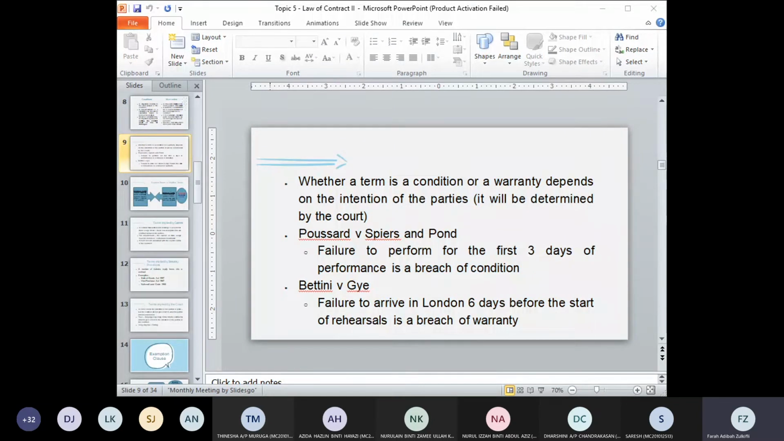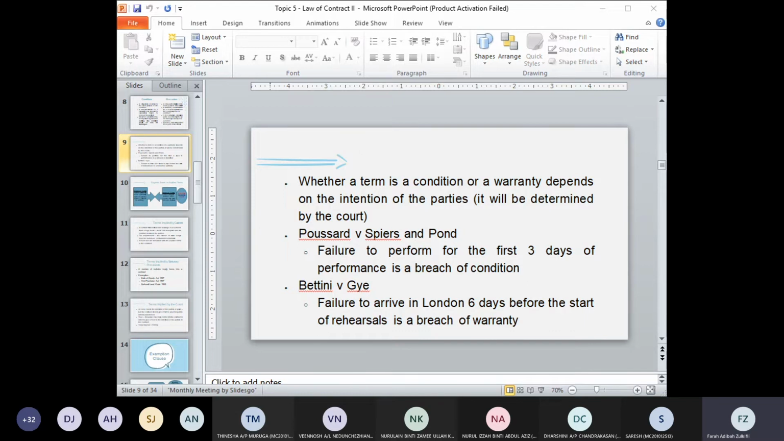Maybe Possart, she didn't come on the performance day, and Bettini didn't attend the trial before rehearsal, before the performance. Yes. So that is the main difference between these two cases. So you are correct. So based on these two cases, we can say that if you fail to come for the performance, it is considered a breach of condition because you are hired to perform and you didn't come for the performance. So it is a breach of condition.